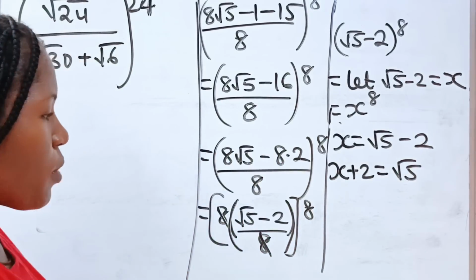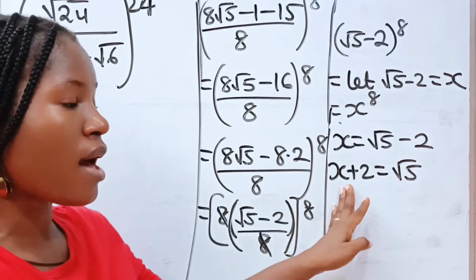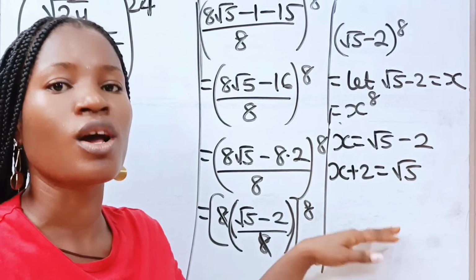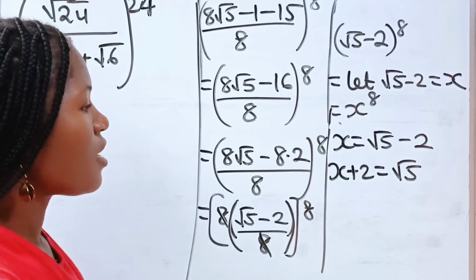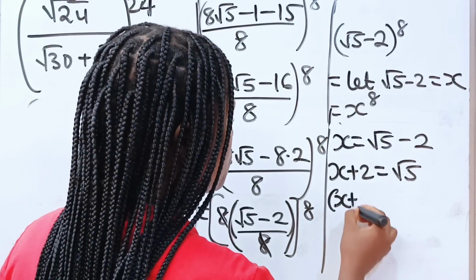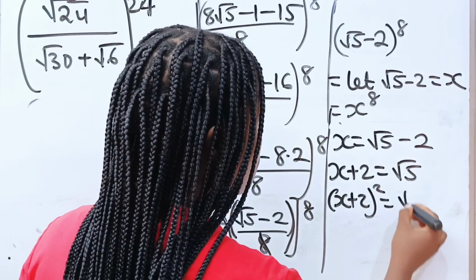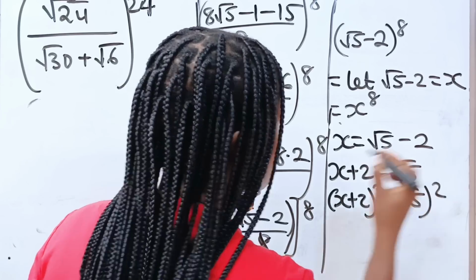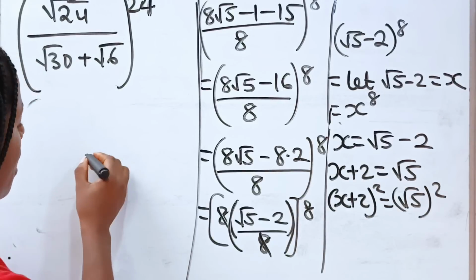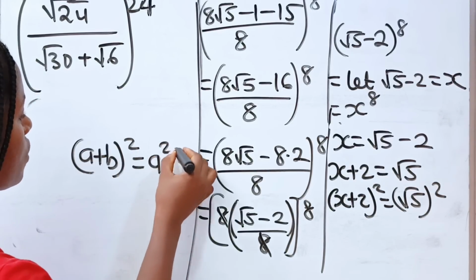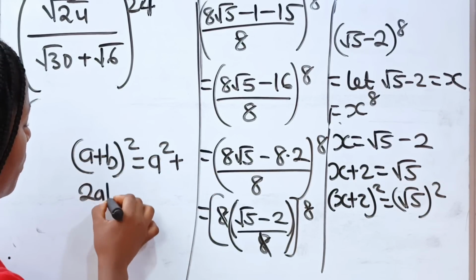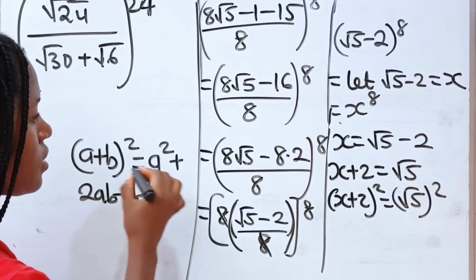All right, now because we have square roots here, let's square both sides of this equation in order to remove this square root sign, okay? So we have (x + 2)² is equal to (√5)², okay? Now remember that (a + b)² is equal to a² + 2ab + b², okay?